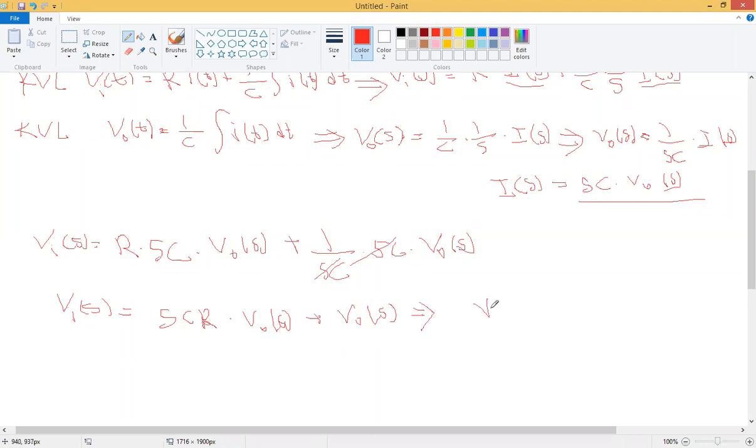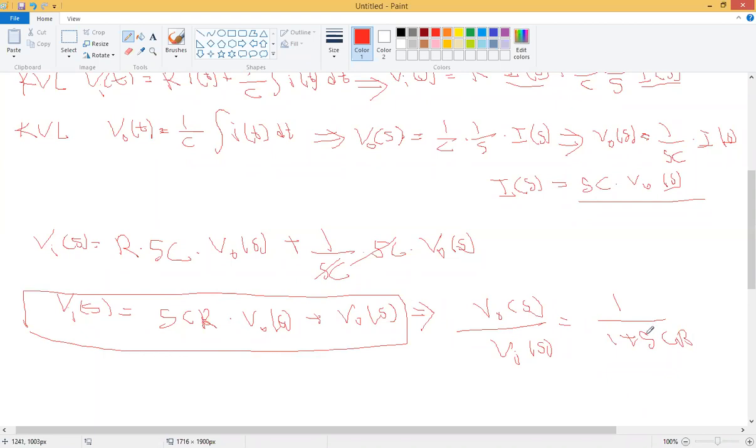So V of S upon Vi of S becomes 1 upon 1 plus SCR. When you simplify this equation, you will get this, because V of S is common, it becomes SCR plus 1, and then SCR plus 1 goes to the other side, so it becomes 1 upon 1 plus SCR.